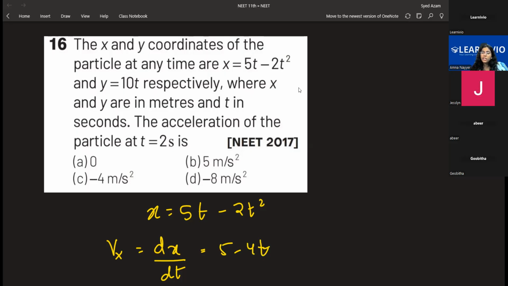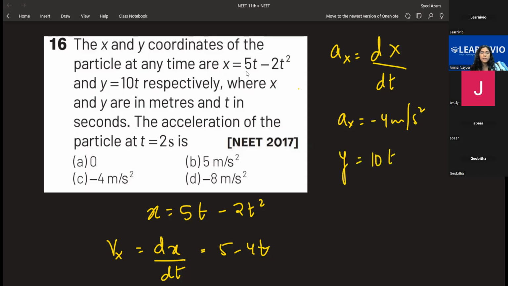Now, from this Vx, you will get the acceleration for the x-axis also. So what will be the acceleration Ax? This will be the differentiation of Vx, that is dVx over dt. So 5 minus 4t, when you differentiate it, 5 will become 0. So acceleration along the x-axis will come to minus 4 meter per second square. Now, for the y-axis, y is equal to 10t. Both the equations are given in the question.